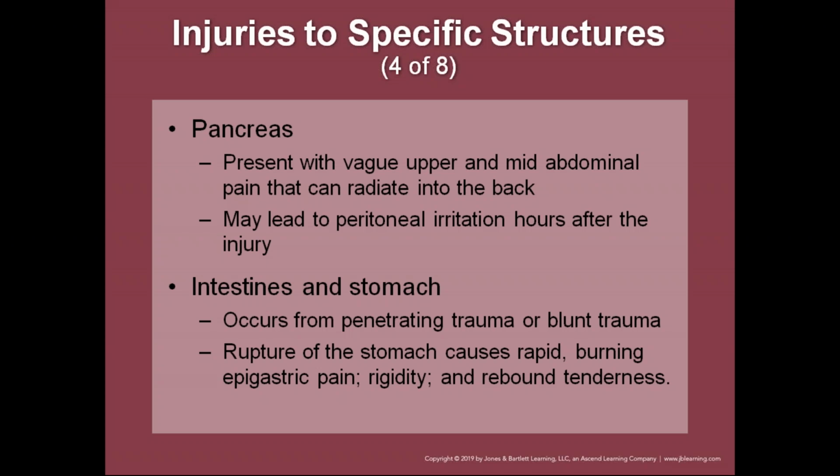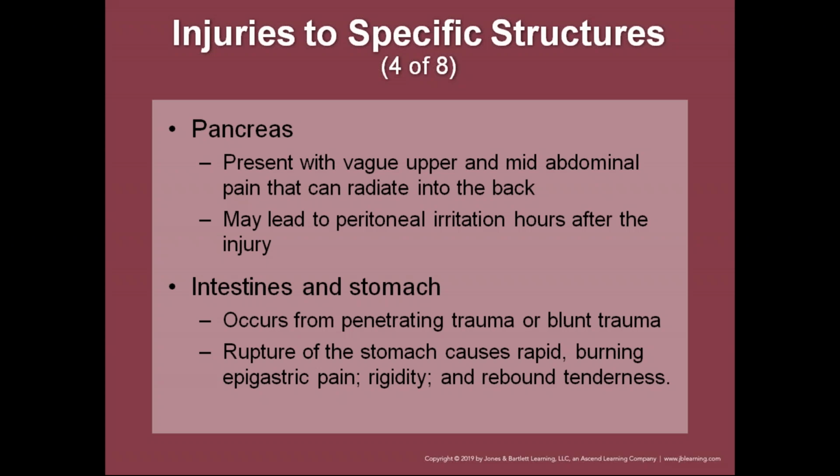Intestine and stomach injury occurs from penetrating trauma and blunt trauma. Ruptures of the stomach causes rapid burning epigastric pain. They're going to get rigidity, and they could even have rebound tenderness, which is similar to what you're looking for with appendicitis. With intestines and stomach, pain may present as back pain as well, and not necessarily abdominal pain.